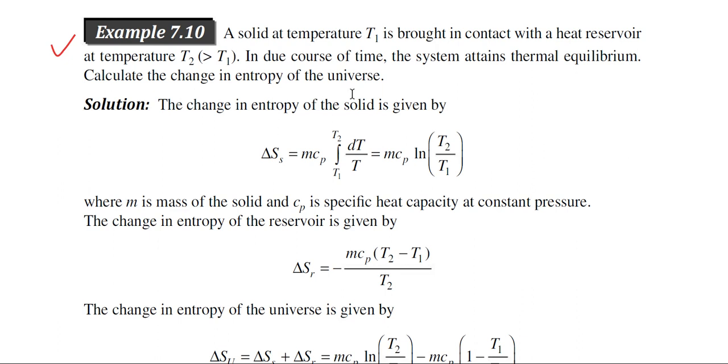You see that there is a solid which is at temperature T1 and it is brought in contact with a heat reservoir at temperature T2. So the temperature of the heat reservoir is T2. In due course of time, what will happen? There will be a heat exchange between the solid and the heat reservoir, and a common temperature will be reached. So if you consider the solid which was initially at temperature T1, suppose the final temperature is T2.